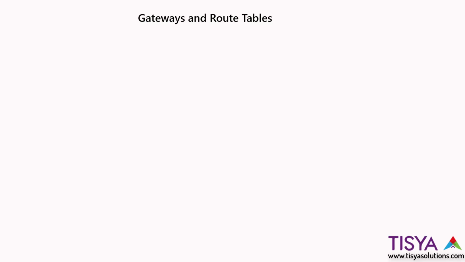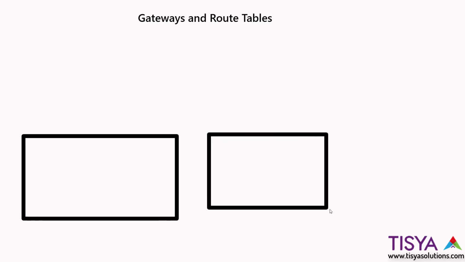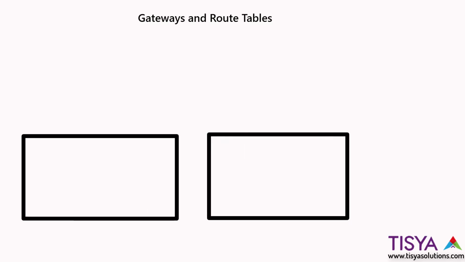In this video, you will learn about gateways and route tables that are used in networks. We have already seen that when we set up a network, we specify the CIDR for the network. For example, if I were to call this network 1 and network 2, I'm setting up two networks, I might very well choose the CIDR for these networks as per my need.